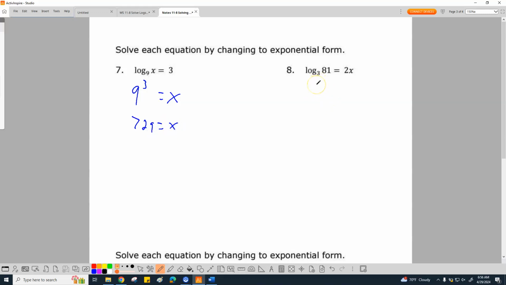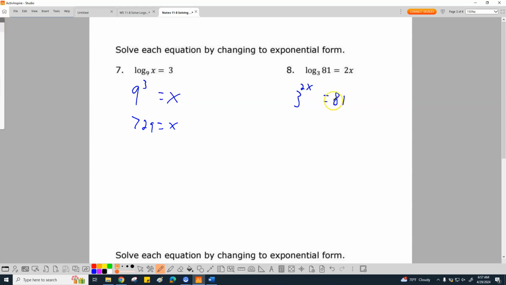Now I'm going to go ahead and do this one. This is kind of interesting. Check out number 8. Of course, we get this more complicated. Mister, there's a 2x over here. What do I do with this? Pay attention. This is in the exponent spot, so I'm going to raise this up to be 3 to the 2x equals 81.